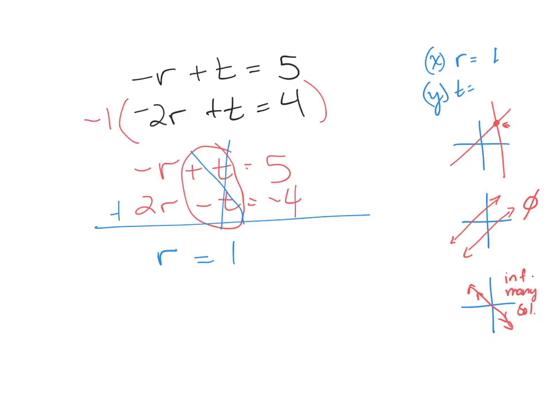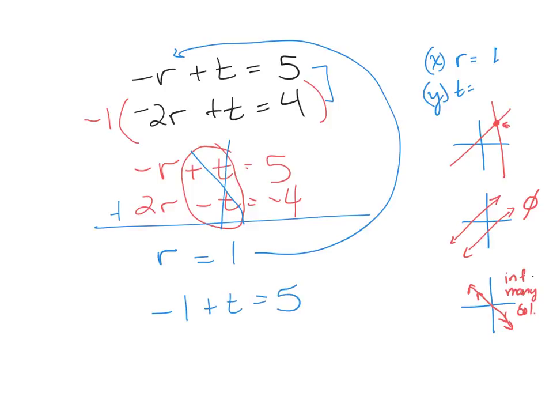In every case, once you find the first guy, you find the second guy by doing the same thing, and that is plugging in that number for r in either one of these two equations, okay? So I'm going to plug it in the first one. It's -1 plus t equals 5. Add 1 to both sides. We get t equals 6.